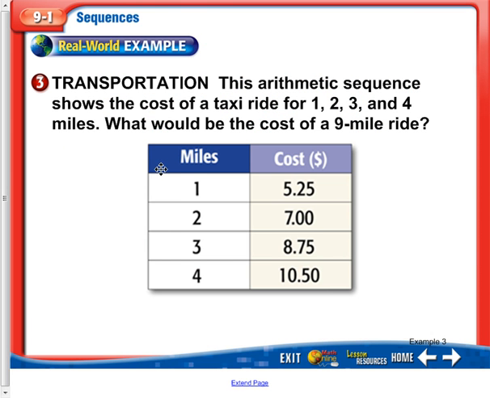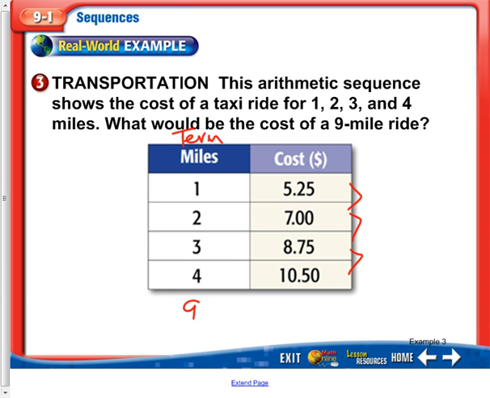All right, so 3, the miles, we're going to represent that as our term. And then this is where we're going to check to find if there is a common difference for us. So this arithmetic sequence shows the cost of a taxi ride for 1, 2, 3, and 4 miles. What would be the cost of a 9-mile ride?